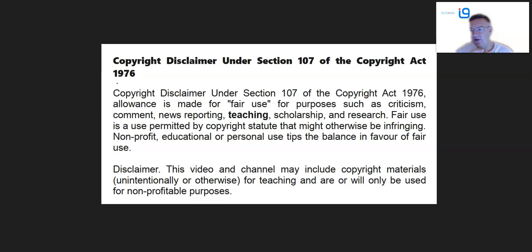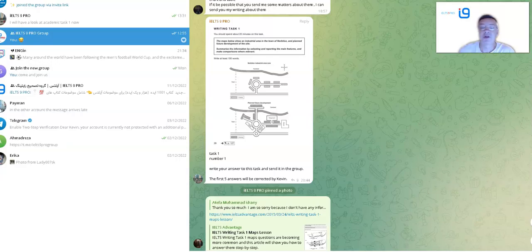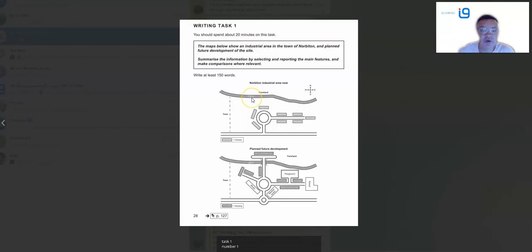So, first things first, disclaimer, teaching fair use, because we're going to be using some copyrighted materials just to introduce my students' writing. So, we're doing this Cambridge IELTS 17 academic writing task 1. This is from test number 1. So, a map.